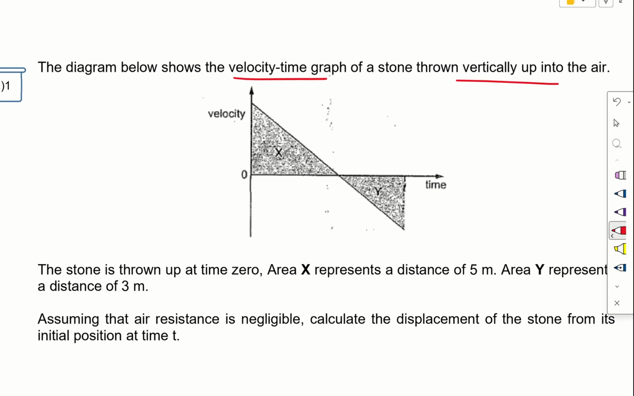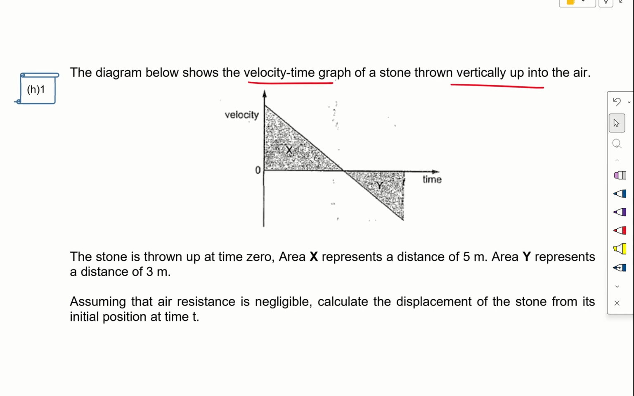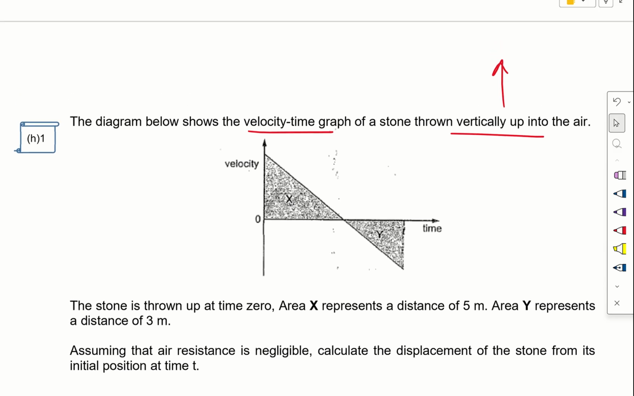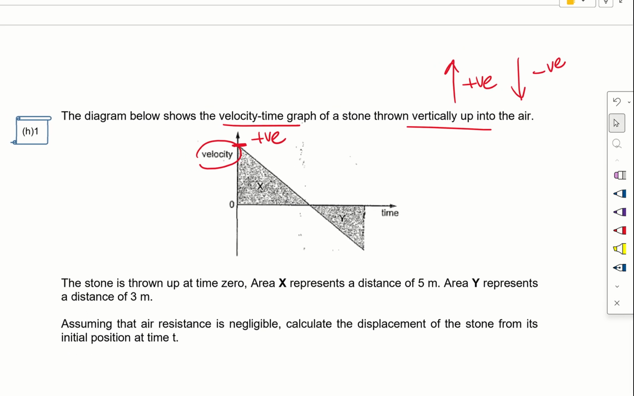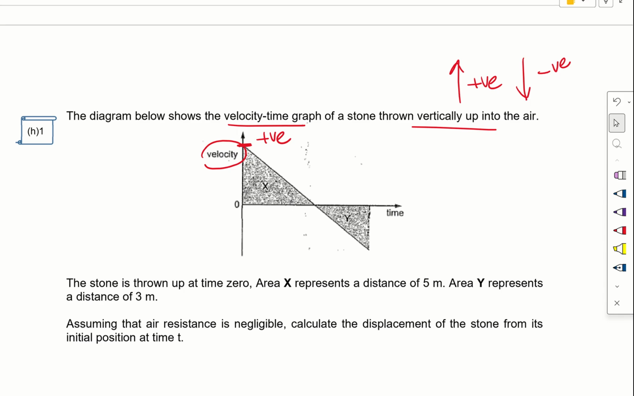Okay, H1. The diagram below shows the velocity time graph of a stone thrown vertically up into the air. So the initial motion is that it's thrown up. If you look at the initial velocity, it is actually positive. That means up is positive, and down is negative. A lot of you ask me, how do we know whether up is positive, down is negative? It is given in the graph, because the context is that it's being thrown up vertically, and the initial velocity is positive.